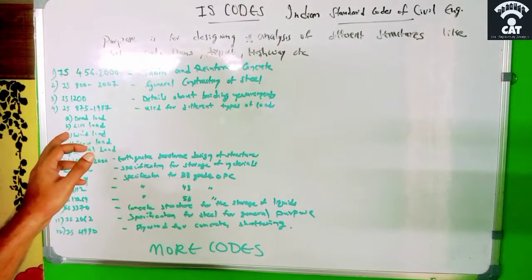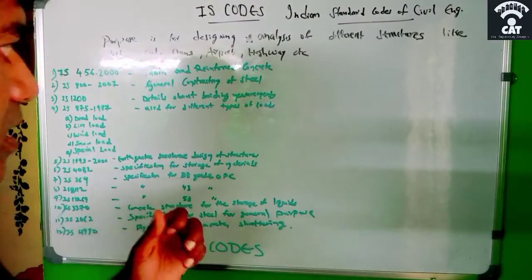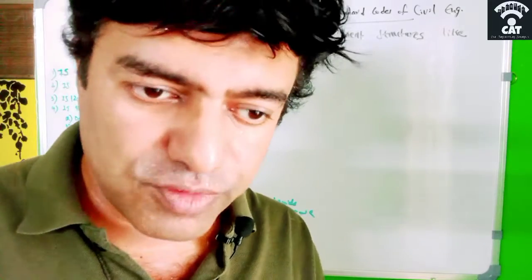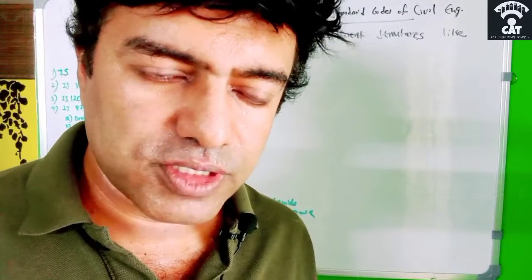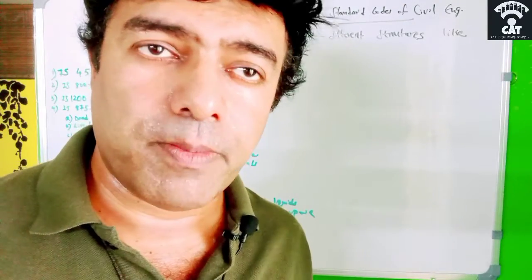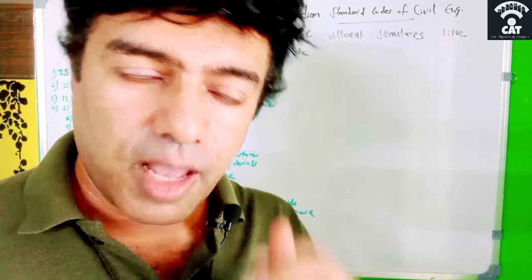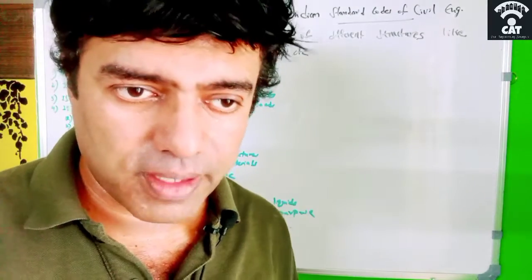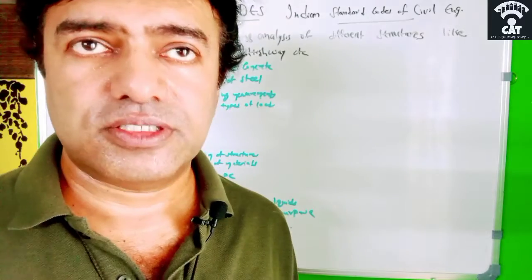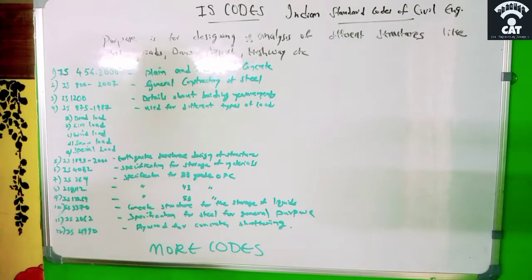Then IS 1200 deals with details of building measurements. That is, for a standard room, how much is the size of the room, how much is the size of a standard bedroom, a standard living room, and how much should be the minimum height of a habitable room for a residence or a public building. All these things related to measurements of buildings come in this code, IS 1200.